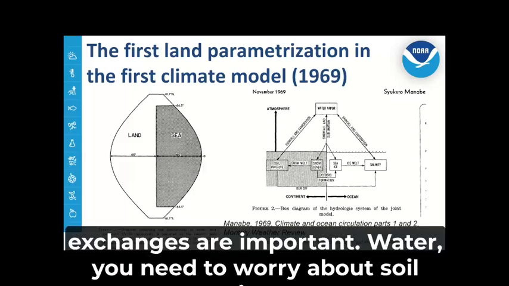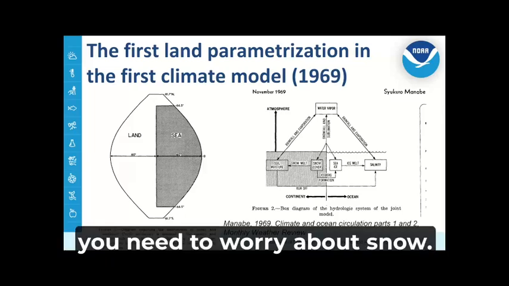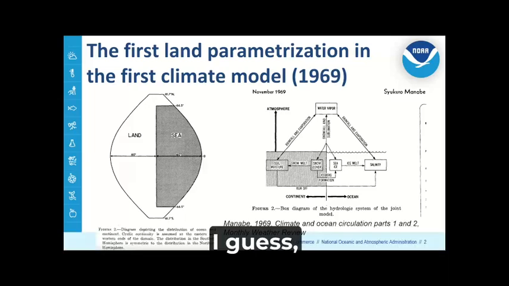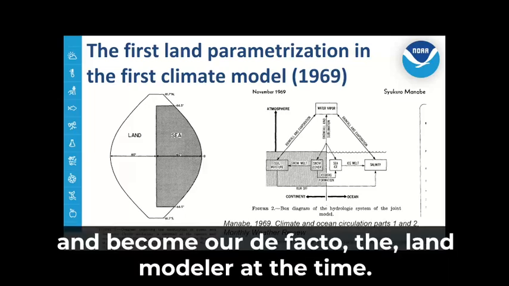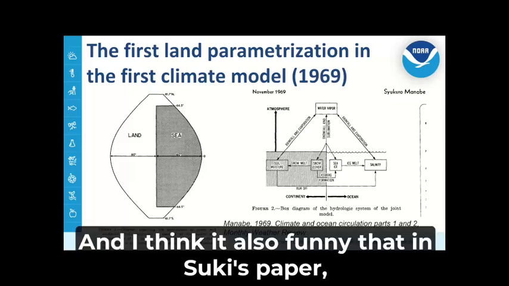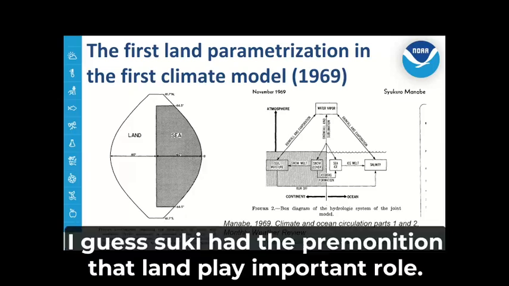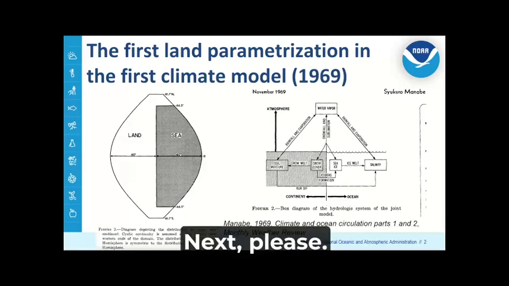Water, you need to worry about soil moisture, you need to worry about snow. That's why I think it was so natural that Chris moved to GFDL and became our de facto land modeler at the time. And I think it's also funny that in Suki's paper, land is actually more than the ocean. So I guess Suki had that premonition that land played an important role. Next, please.